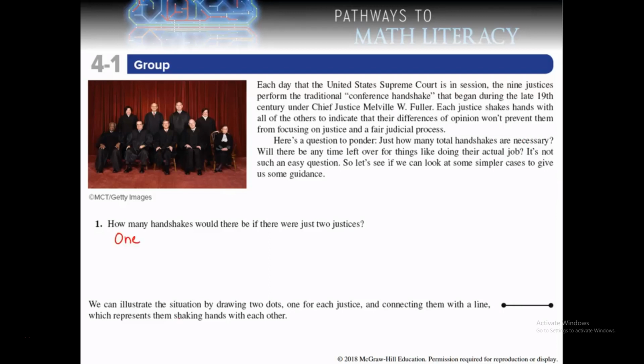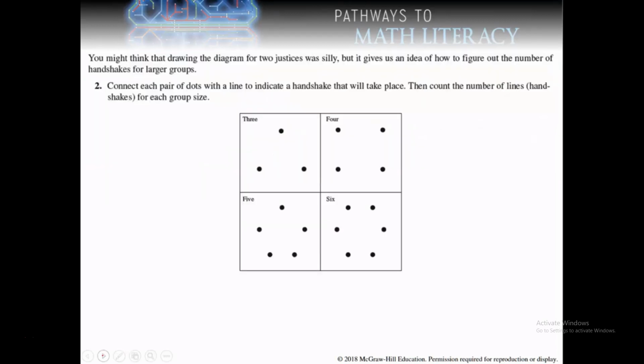And at the bottom they mention that we can draw that handshake as 2 dots and a line between them, which seems kind of pointless until you look at the next question. So question 2 is, let's add more people to the room. If there are 3 justices in the room, how many handshakes happen? Well, there'd be 1 between those 2 people, another between those 2 people, and another between those.